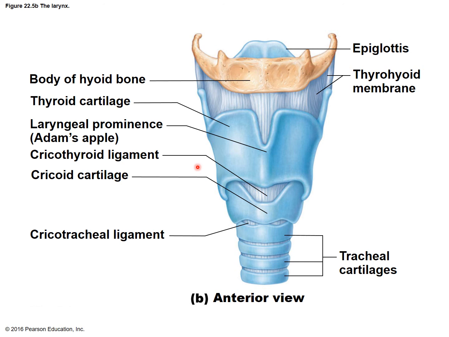So in this diagram, you can see here's the laryngeal prominence right here, or the Adam's apple. You've got the thyroid cartilage. Here's the cricoid cartilage here. Way up here at the top is the epiglottis.